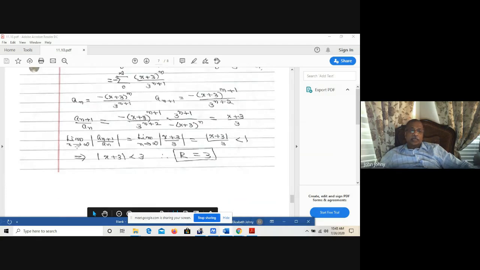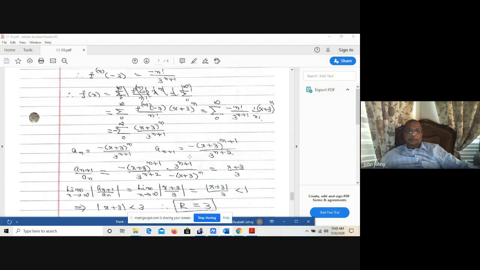So the limit as n approaches infinity of the absolute value of a_(n+1) over a_n is the limit as n approaches infinity of (x plus 3) over 3, which is the absolute value of x plus 3 over 3, and that is always less than 1. So the absolute value of x plus 3 is less than 3. That is the interval of convergence, and the radius of convergence is 3.